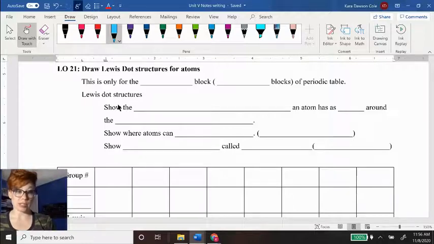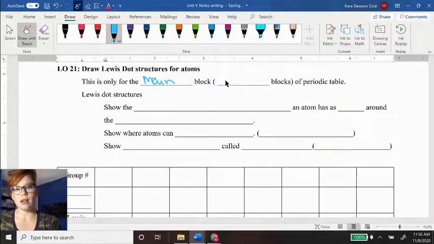Chapter 10, Learning Objective 21. Learning Objective 21 states to draw Lewis dot structures for atoms. So when I want you to draw a Lewis dot structure, you are only going to draw the Lewis dot structures for the main block elements. Now, what is the main block?